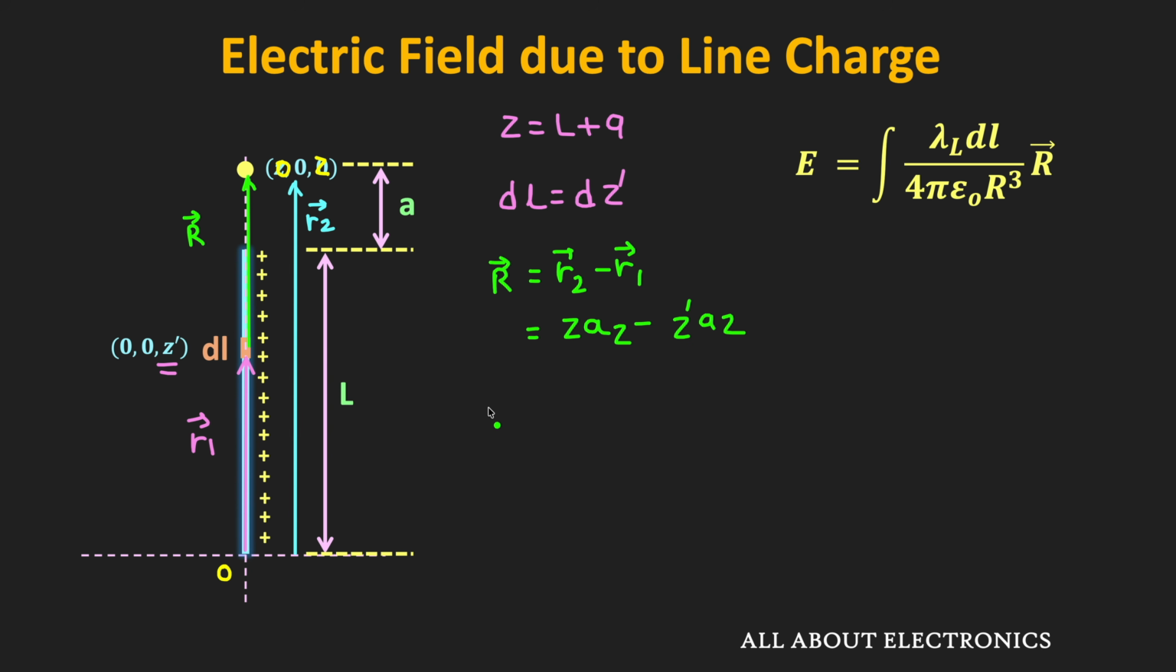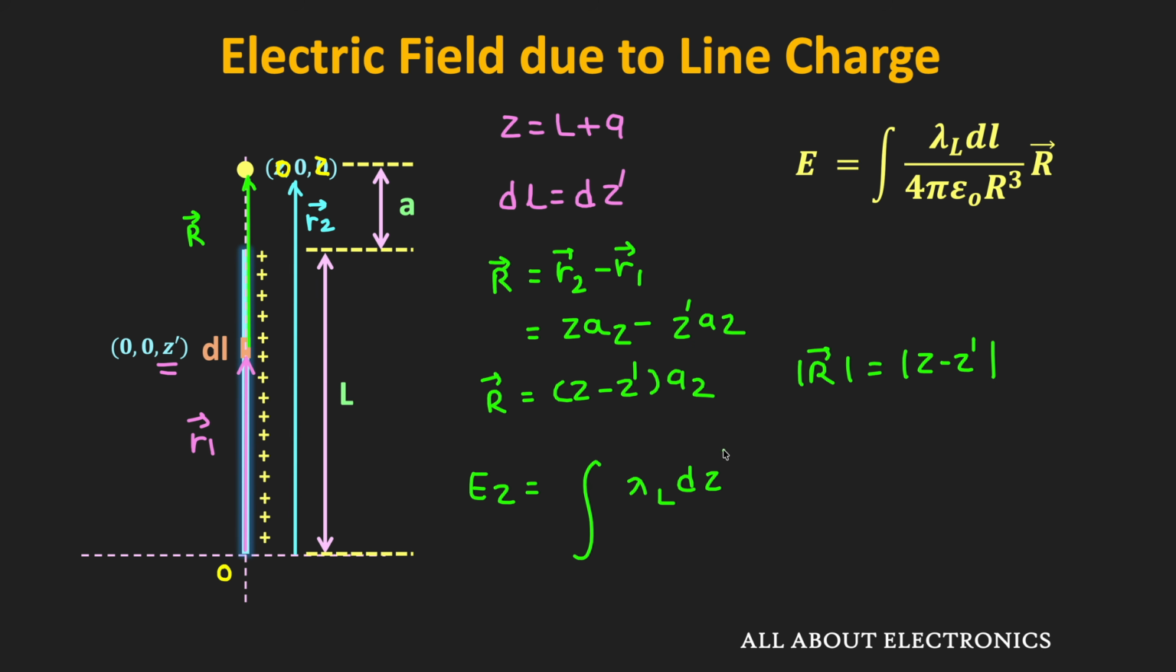So from this, we can say that here r is equal to z minus z dash times az. And if we see its magnitude, then that is simply equal to the magnitude of z minus z dash. That means in this case, we will only have the z component of the electric field. And here, Ez can be given as the integration of lambda L times dz dash divided by 4 pi times epsilon naught times (z minus z dash) whole cube times r. And here, r is equal to z minus z dash.